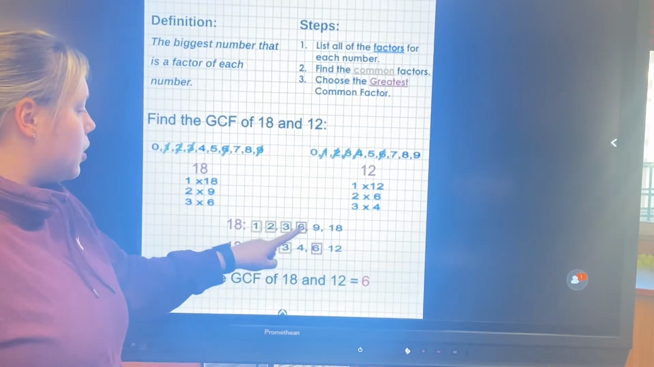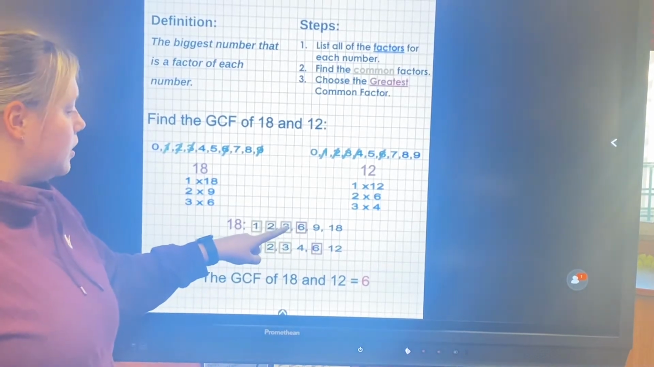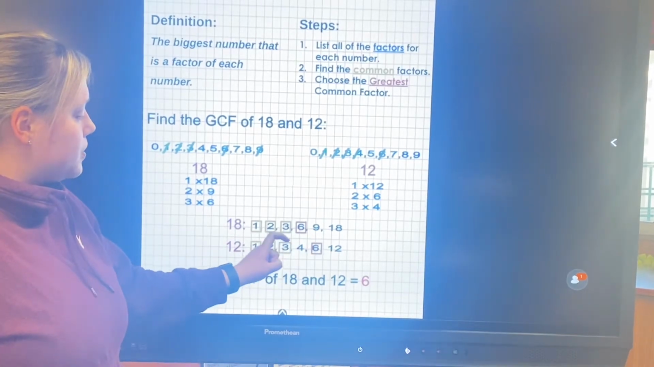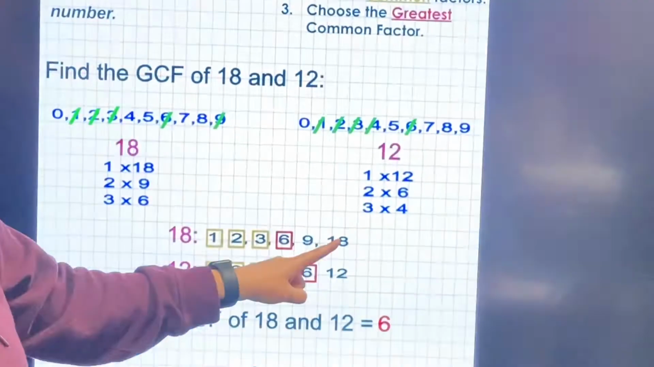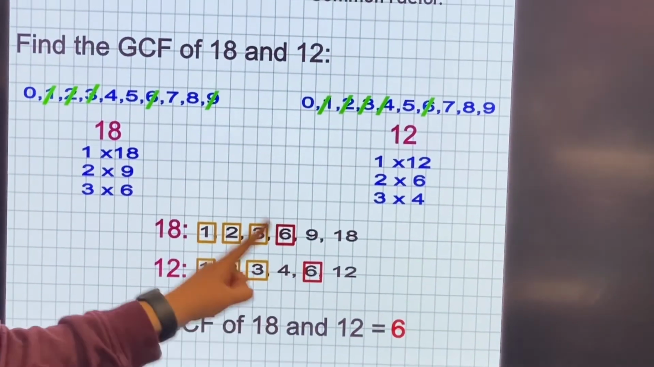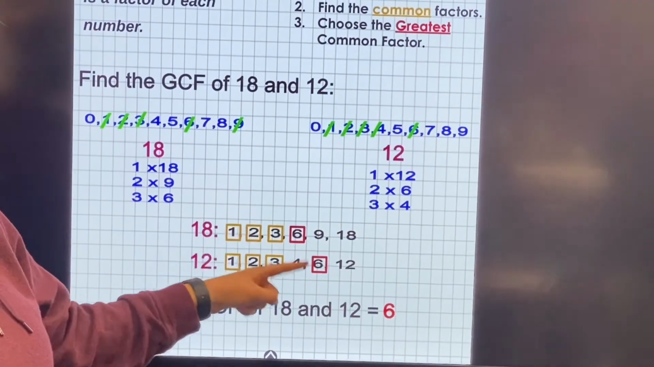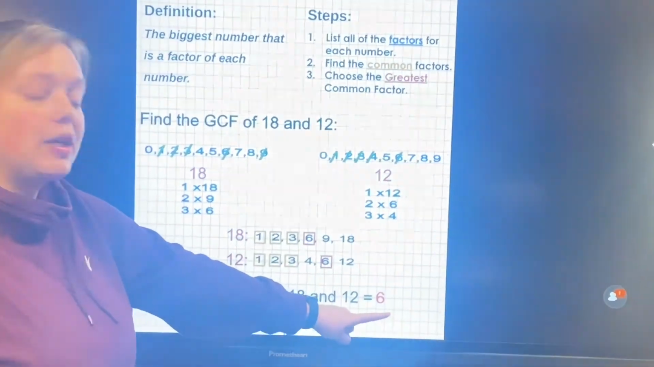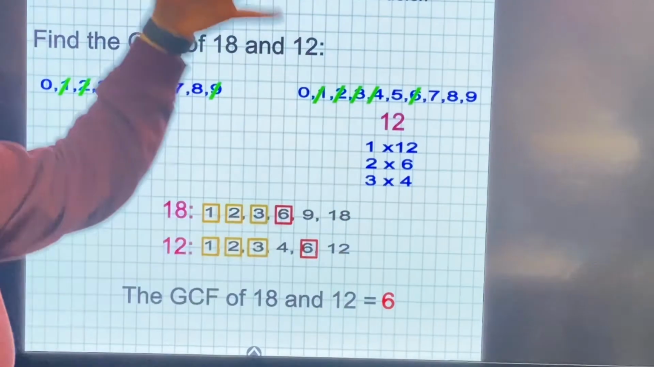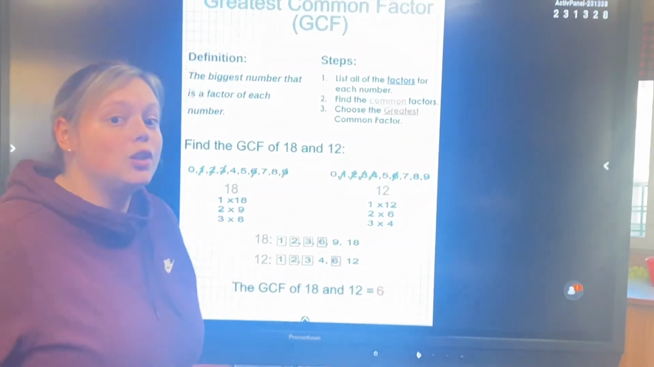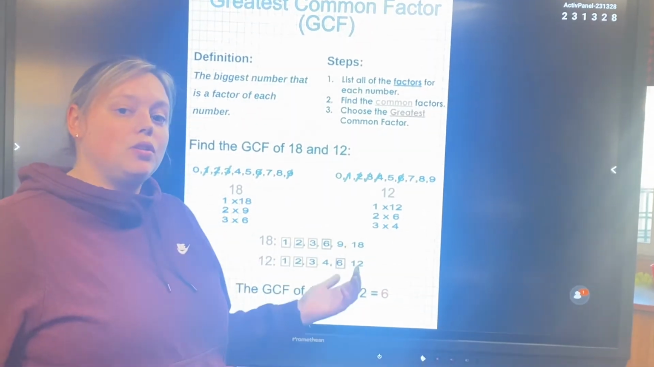Well, 12 has a 4, but 18 doesn't, so there's nothing in common. I see that 6 and 6 are in common, so I'm going to square both of those. But now when I look, I see 9, 18, and 12. I know that 6 is the greatest common factor, the greatest common number. So I'm going to square 6 in red, and I'm going to come down here and write 6. So make sure you're looking at this poster and think about it and take notes, so you can do your test.